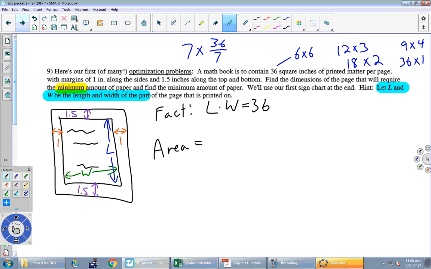What's a good expression for the entire length? Yeah, L plus 3, right? Because it's the blue L plus the purple 1.5, two of them. So it's L plus 3 altogether. And then a good name for the width of the whole thing? W plus 2. There we go.